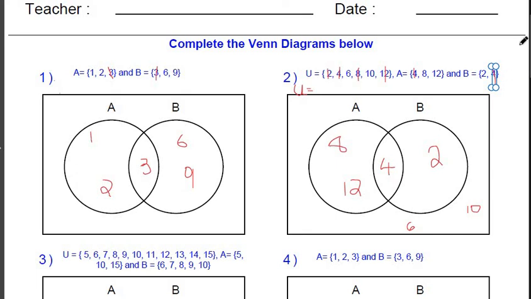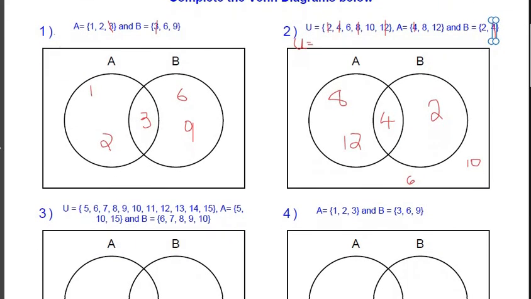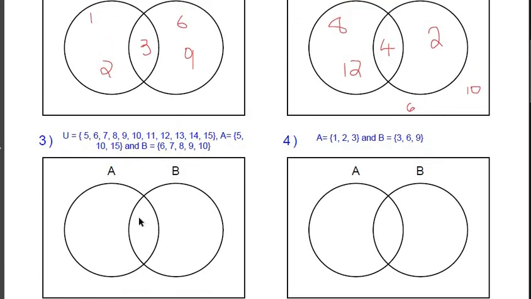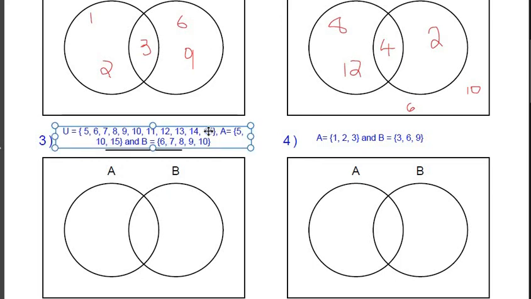All right, let's try a second example. Here we have the universal set, and we also have all the elements in A and B. It's easier for us to identify the element in the intersection. That means the element that is common to both A and B. Remember, U represents the universal set. That means everything that's in A and B.